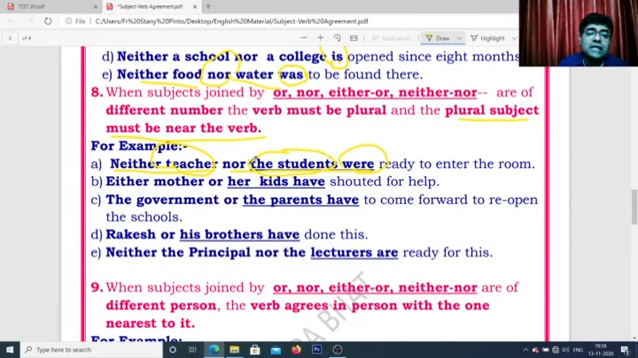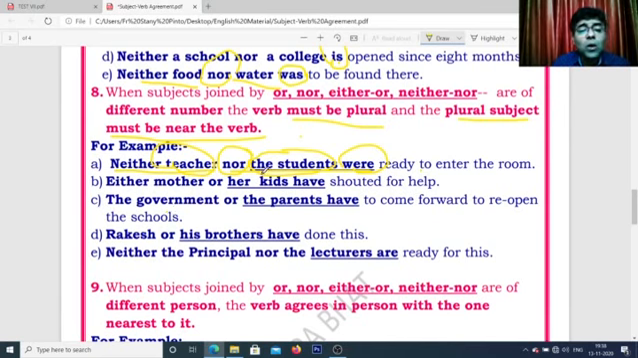So if it is connected by neither, nor, either, or, it says here the verb must be plural. Now the verb is plural, but the condition is the plural subject should be near the verb. You cannot put the students in the beginning of the sentence. Neither the students nor the teacher were ready, then it is going to be wrong.